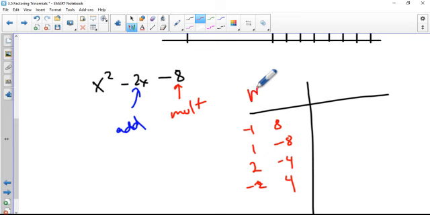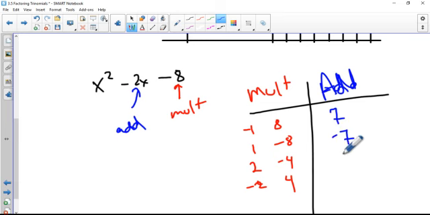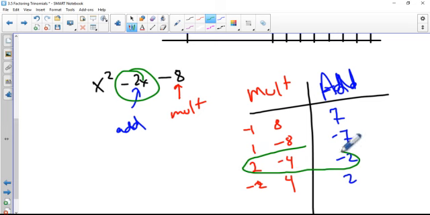Okay, so this is the multiply, and this is the add. So adding these together, we're going to get 7, minus 2, and positive 2. We are after getting minus 2, so there's our answer.